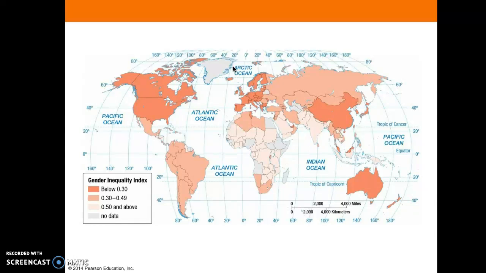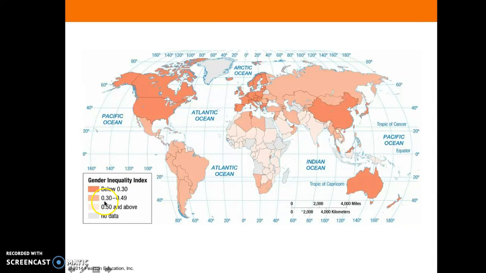If you look at these countries, you want a low gender inequality index. So usually when you're measuring something bad, you want the number to be low. So here you've got the US and Canada and most European countries, China, Australia. The gender inequality index is below 0.30.